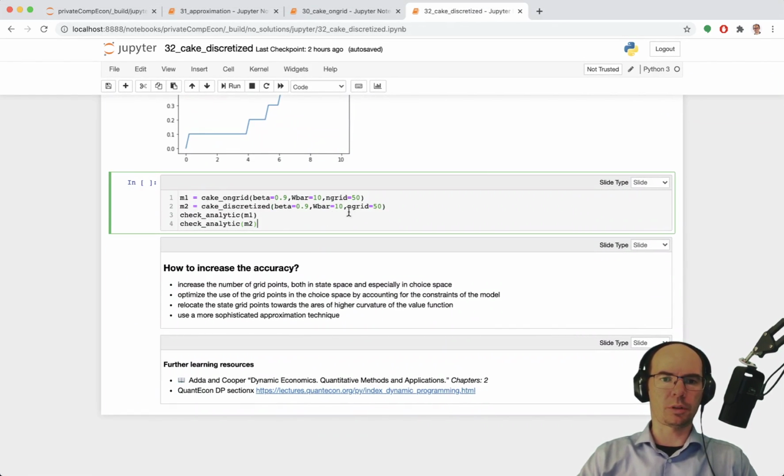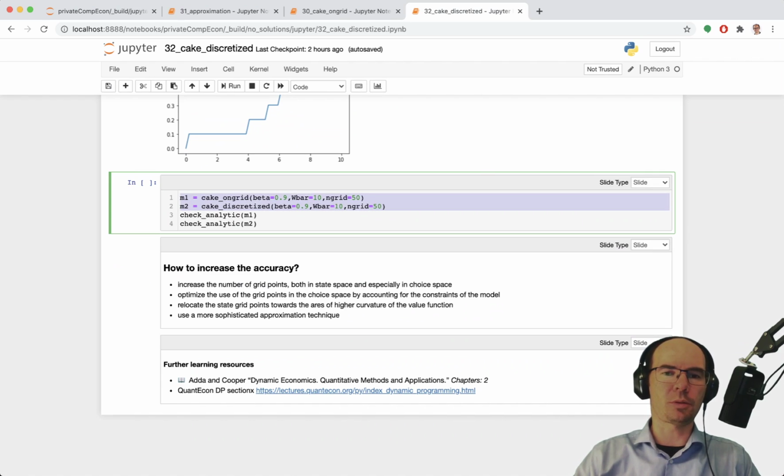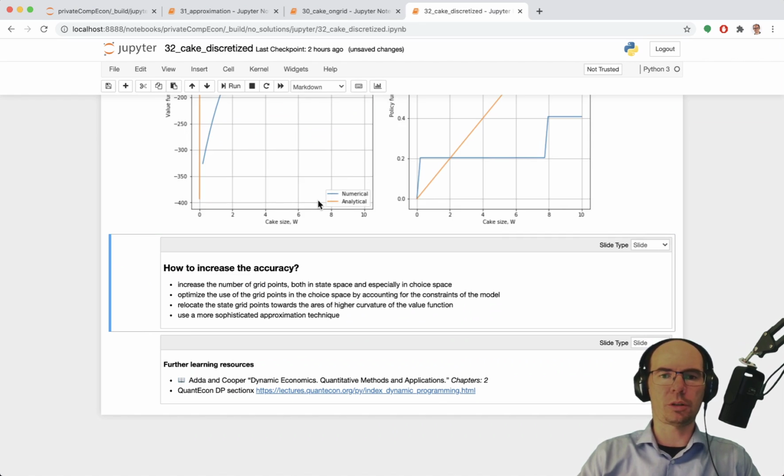So I have some code here to compare the on-grid solution and the discretized solution. And to compare, we will create two different objects, right? One object will represent one model, one approach. The other one is another model. Let's make sure that they have the same parameters. Beta is 0.9, W bar, and the number of grid points, where, of course, here we need another parameter, number of grid points in the choice grid, and let's actually keep it 50 as well, and we'll check against the analytical solution.